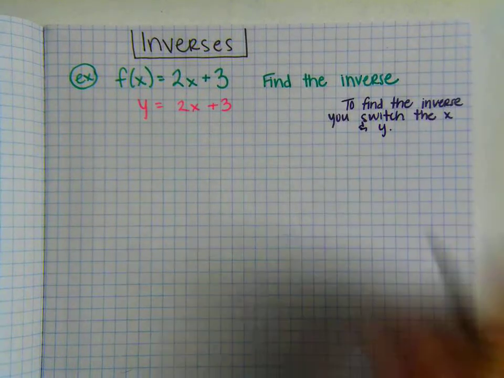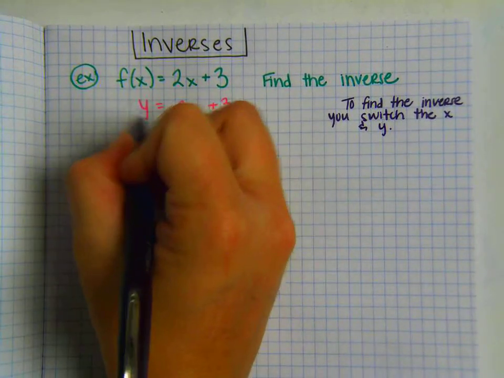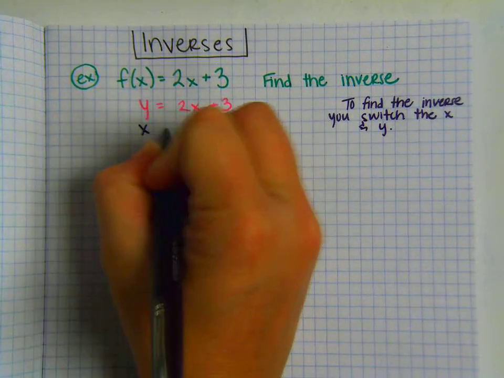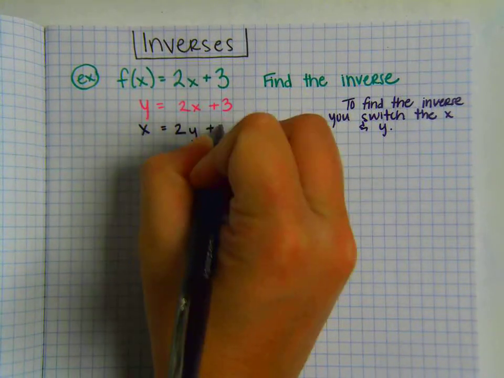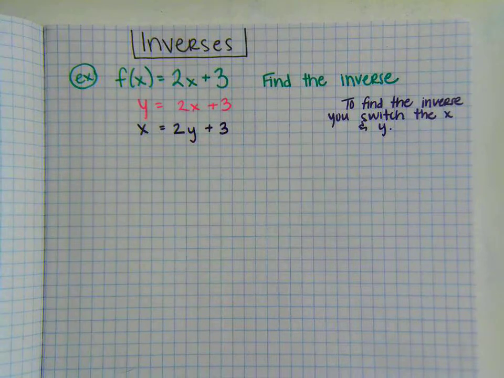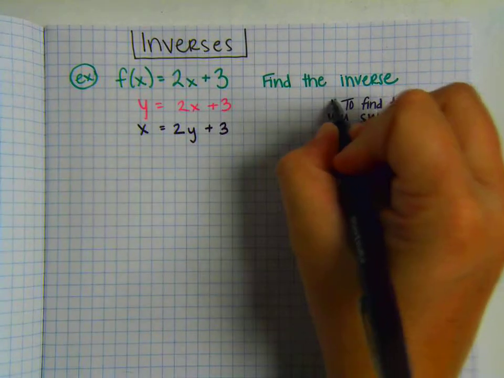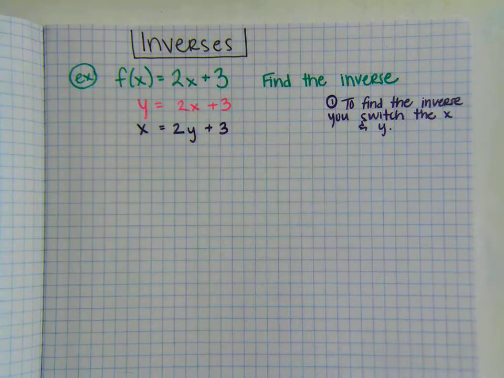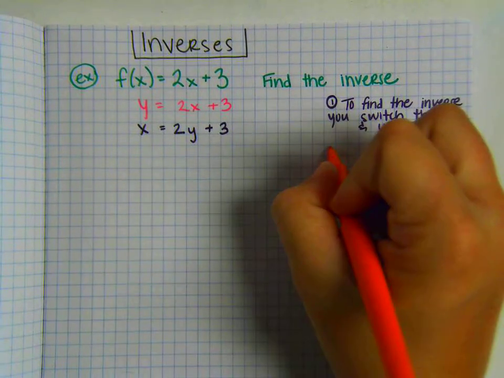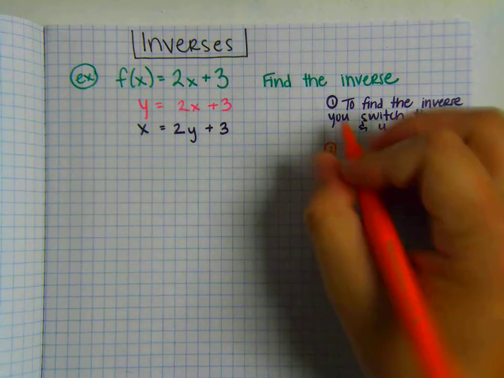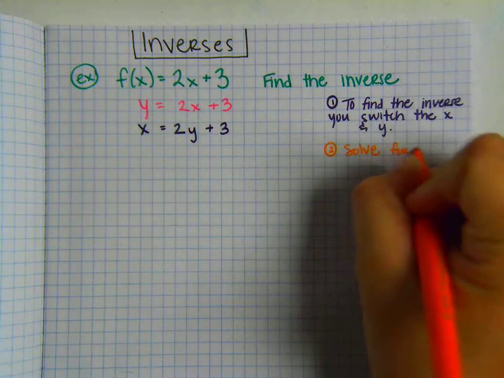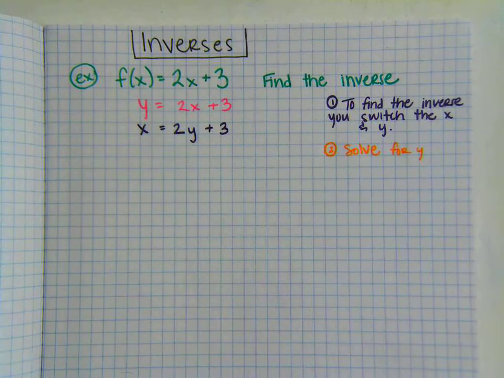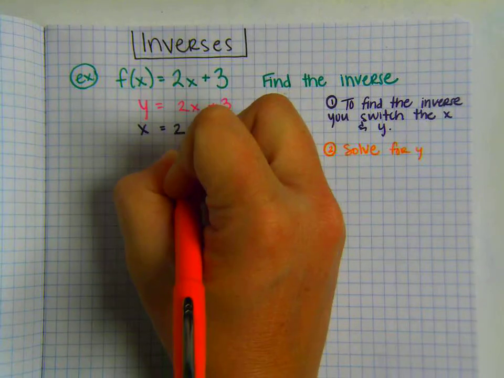Okay, so what that would look like is instead of writing a y here, you're going to write an x equals 2, switch that to a y, plus 3. So that's our first thing we do. Then you're going to solve for y. So we're going to try to get y by itself.